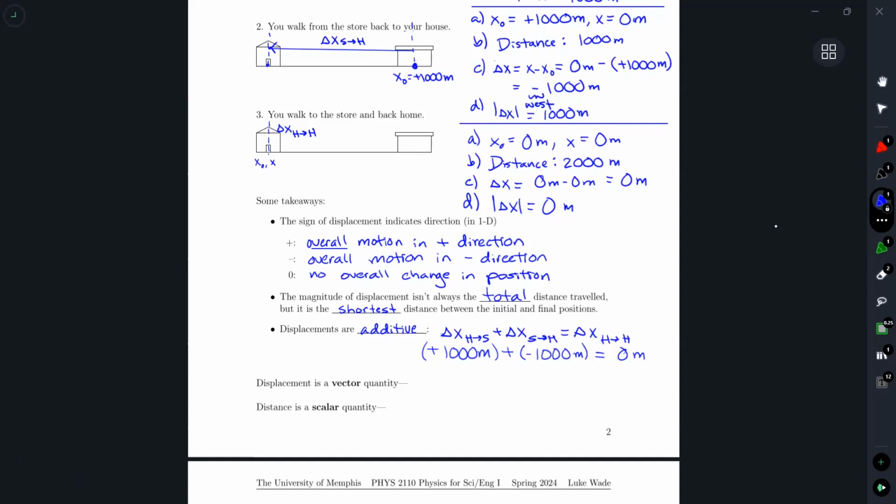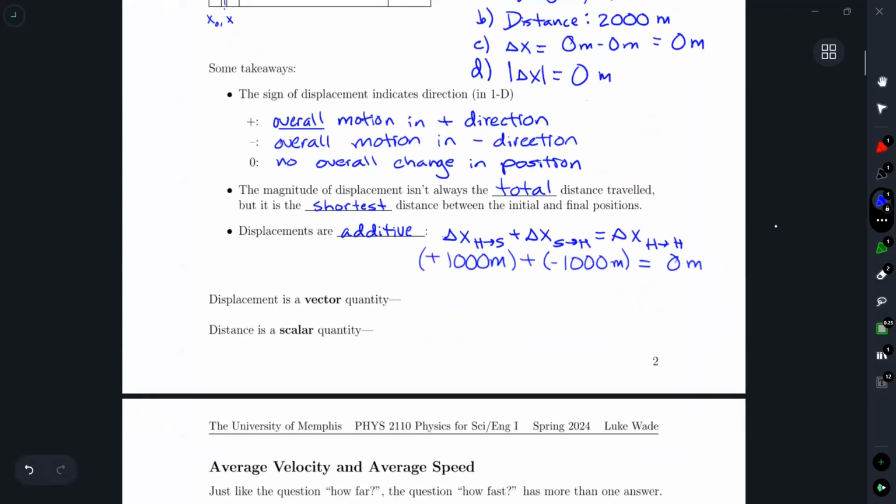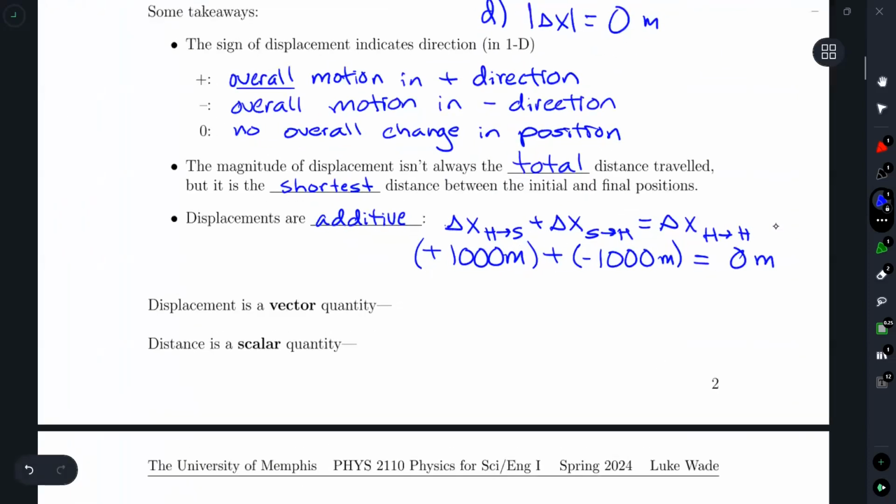Okay, that's always true, no matter what displacements you're talking about. It's the idea that if I take 2 steps forward, then 1 step forward, I have overall taken 3 steps forward. But if I take 2 steps forward and 1 step back, I have taken overall 1 step forward. +2 plus -1 is +1. Okay, so that's a nice property of displacement, and that's going to lead us to the idea of what's called vector addition in the next chapter.